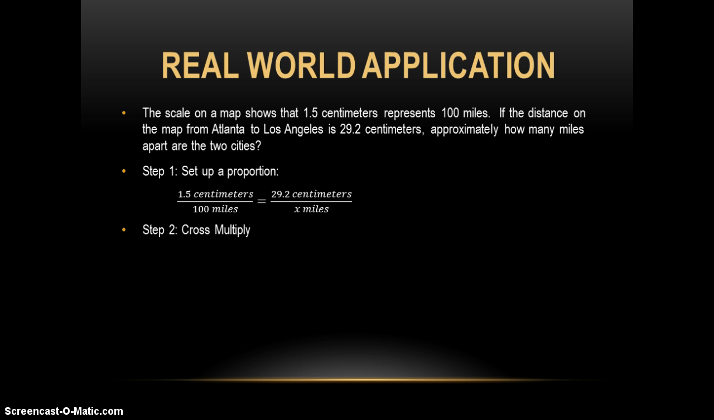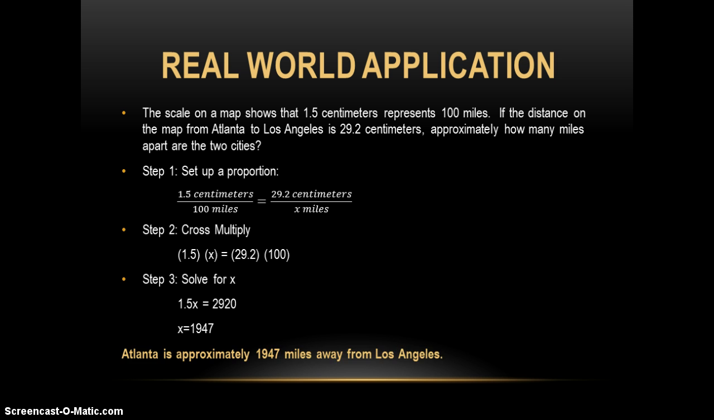Step 2, we cross multiply. So 1.5 times x equals 29.2 times 100. Step 3, we solve for x. 1.5x equals 2,920. x equals 1947. Atlanta is approximately 1,947 miles away from Los Angeles.